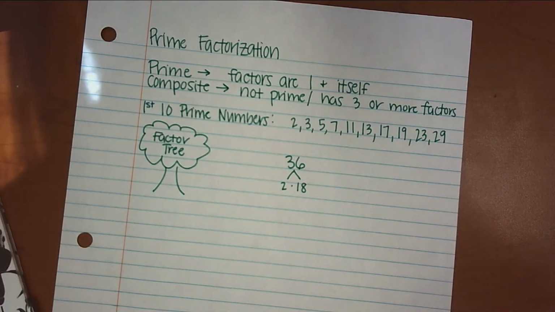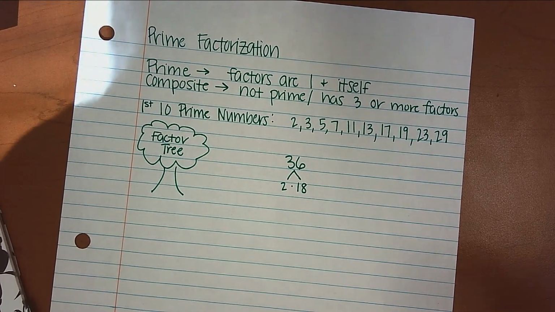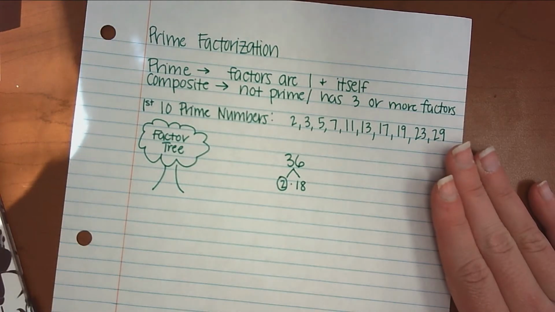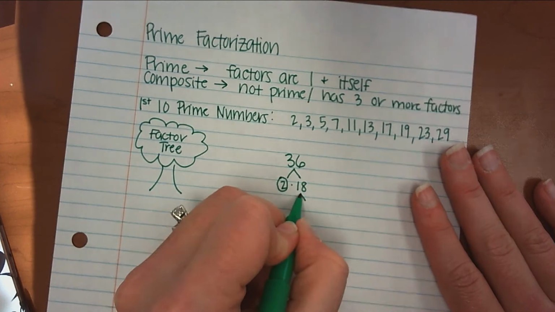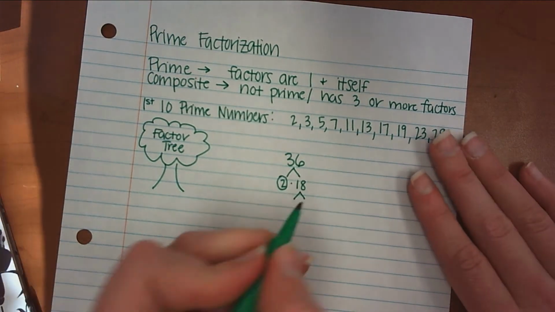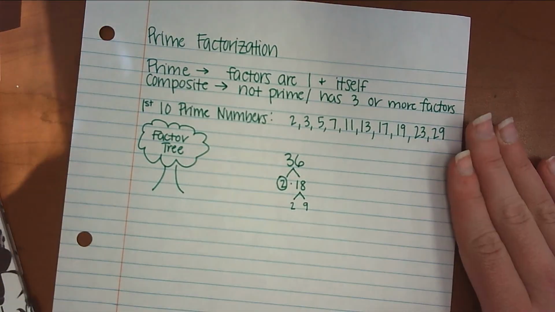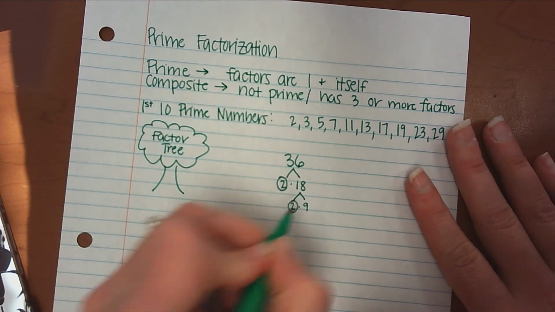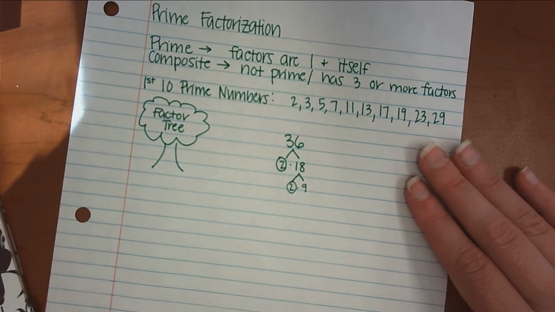When I get a prime number, I'm going to circle it and stop. So 2 is a prime number, so I'm going to circle it. 18 is not prime, so I'm going to break it up until I get prime numbers. I know that 18 can be found with 2 times 9. And so 2 again is prime, but 9 is not. I can break 9 up into more.